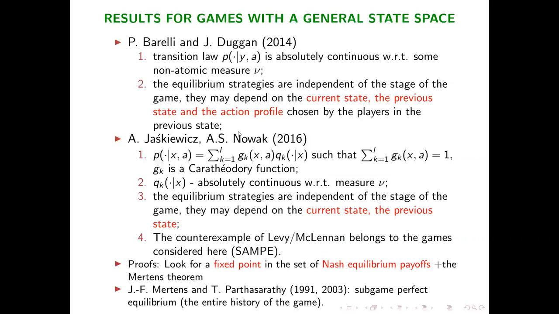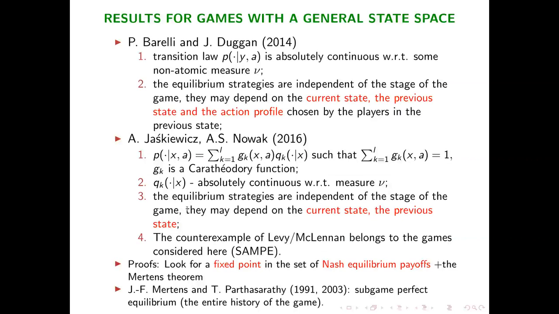If we add extra assumptions, so if we assume that P is a convex combination of the stochastic kernels that may depend on the current state with coefficients gk in this convex combination, which are Caratheodory functions, then we can get rid of the dependence on the action profile chosen by the players in the previous state. So in this case, we can obtain the equilibrium strategies that depend on the current state and the previous state.